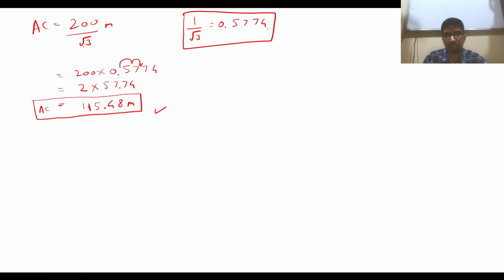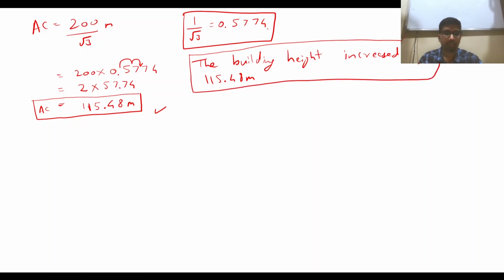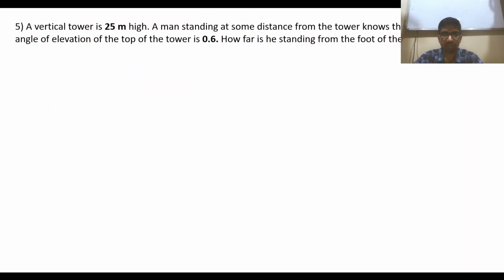So whenever you have 1 upon root 3 ka value, take 1 upon root 3 as 0.5774, multiply and then get the answer. You can write the building height increased by 115.48 meters, and this is the answer for your question. This is a very important question. Practical. Let's go further. Okay, this is the last question. Yes, this is the last question.